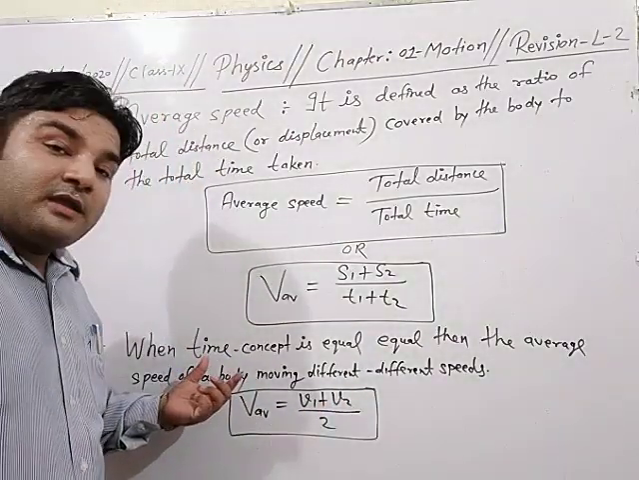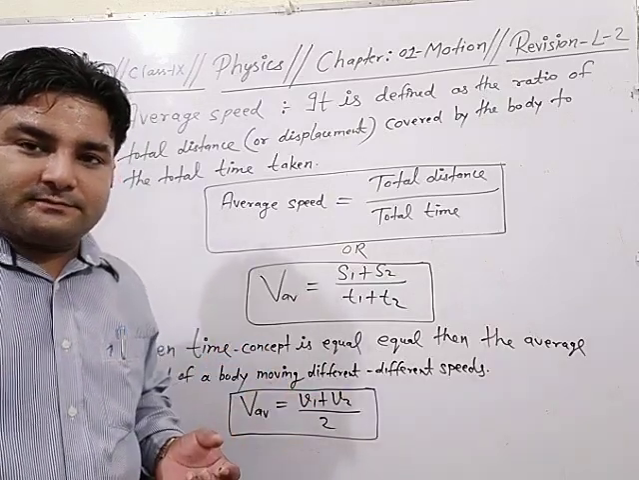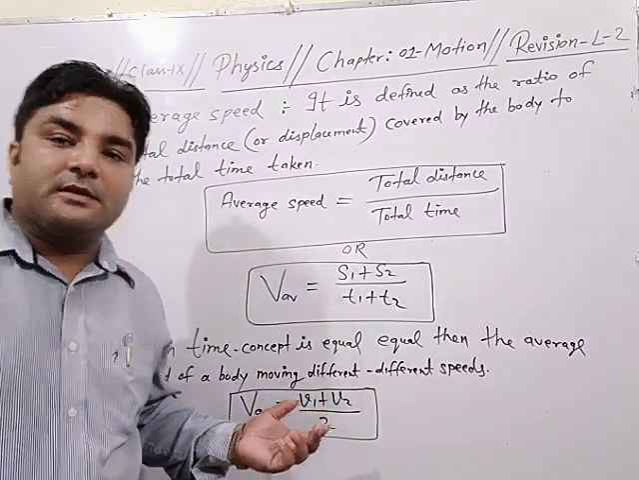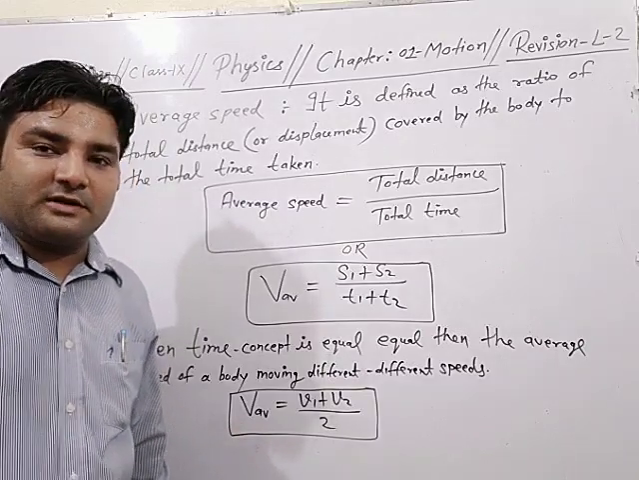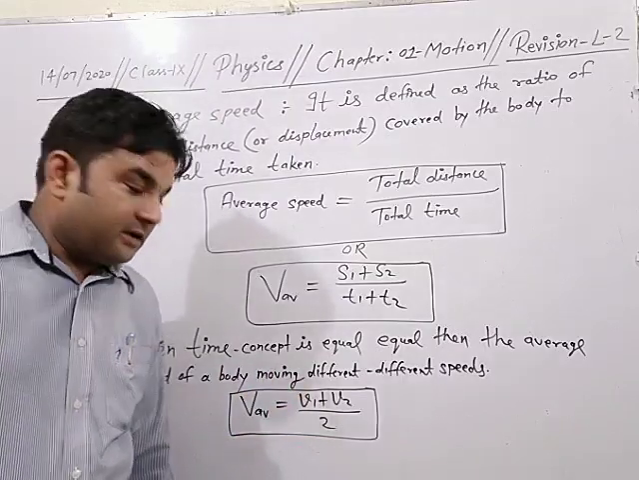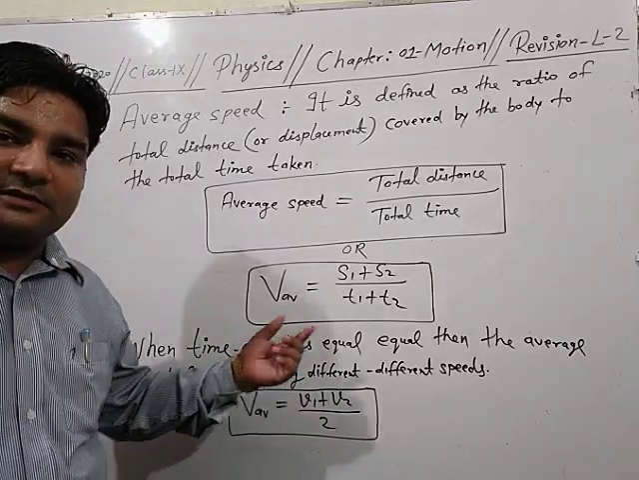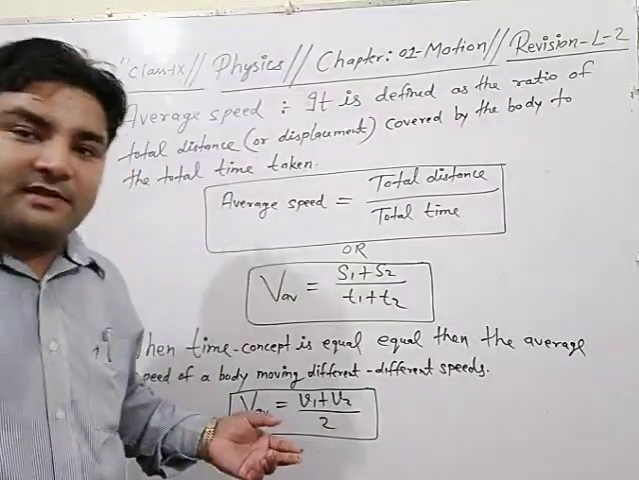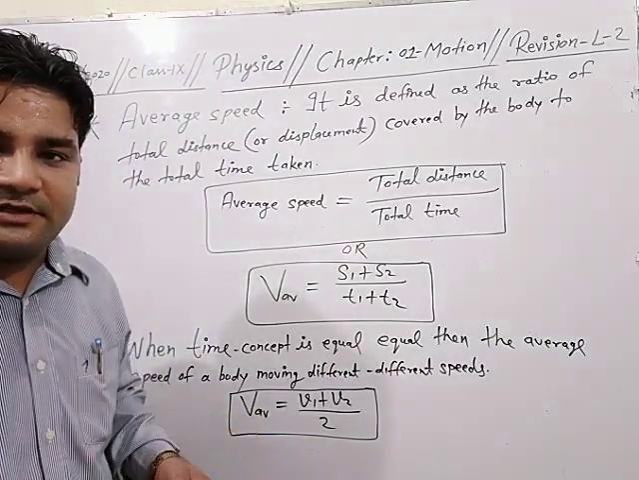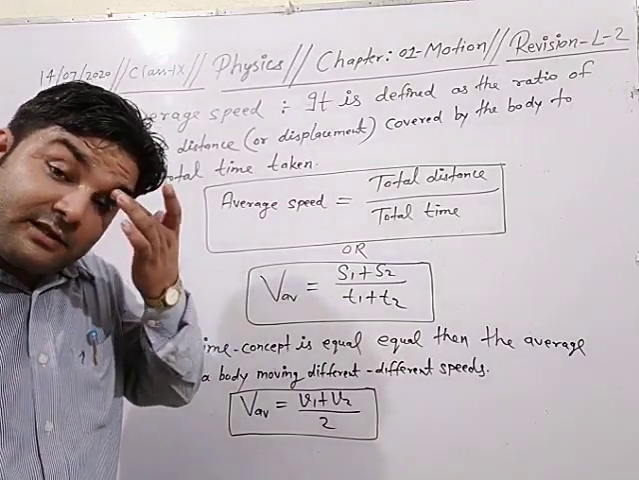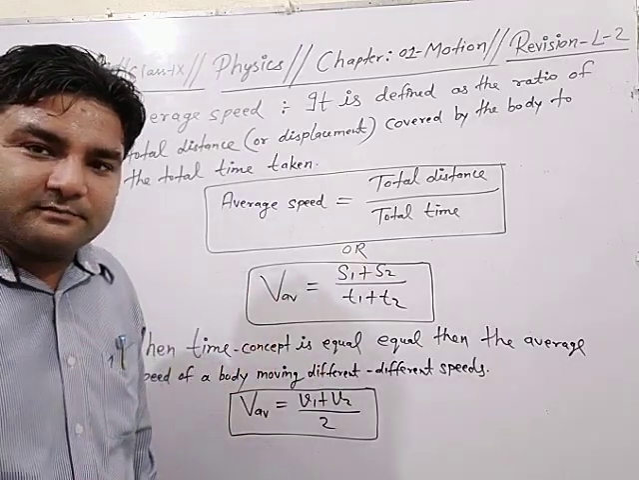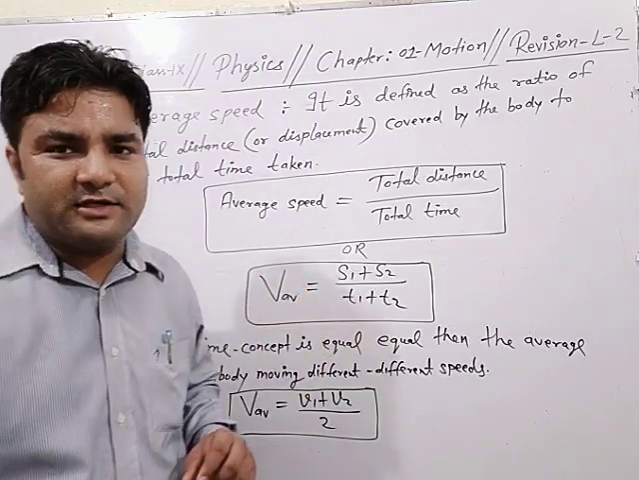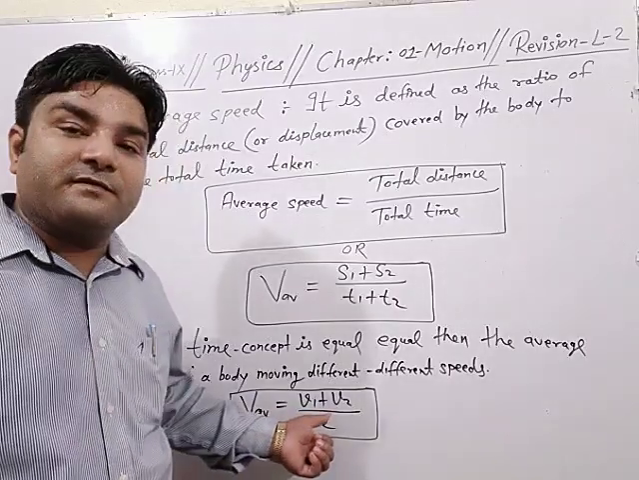It means in the first 4 seconds the body covers, if distance, that is 2 km with the speed of 40 km per hour, and in another equal time interval of 4 seconds the body covers 10 km with the speed of 60 km per hour, then no matter whatever the distance covered by the body, whenever the speed is given and the time is equal, it means the first time interval is 4 seconds, the second time interval also 4 seconds, then we will apply the simple formula VAV equal to V1 plus V2 upon 2.